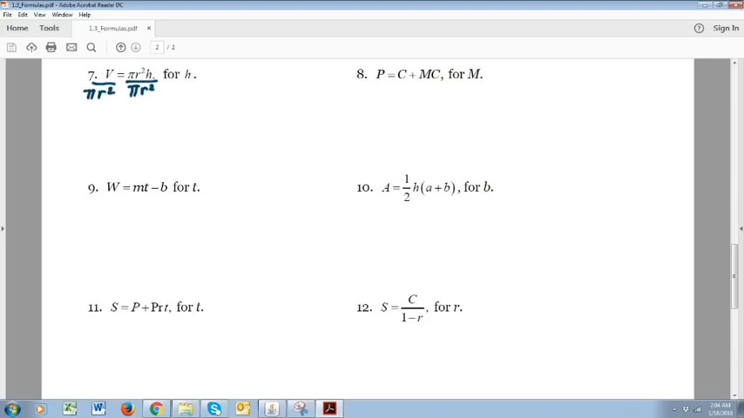So the pi r squared parts cancel out. You're left with h on the right. On the other side, you have V over pi r squared. Now when you get to number 8, things are a little bit different here.